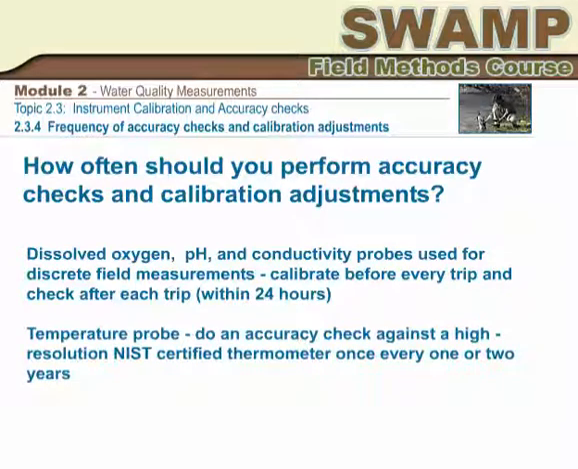How often do you need to perform accuracy checks for your non-adjustable instruments, such as temperature probes, bulb thermometers, colorimetric nutrient kits, or pH strips? Periodically.